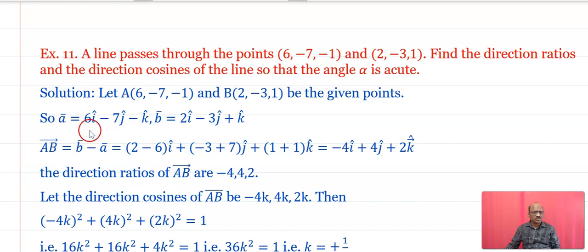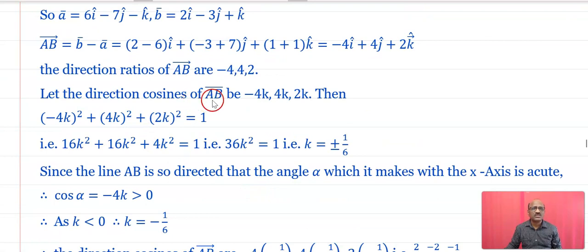A bar is equal to 6 i cap minus 7 j cap minus k cap, and B bar is equal to 2 i cap minus 3 j cap plus k cap. What about AB bar? B bar minus A bar. That is 2 minus 6 i cap plus minus 3 minus in bracket minus 7, which is plus 7 j cap, plus 1 minus in bracket minus 1, that will become plus. That is 2 minus 6, which is minus 4 i cap, minus 3 plus 7 is 4 j cap, 1 plus 1 is 2 k cap. The direction ratios of AB bar are minus 4, 4 and 2.